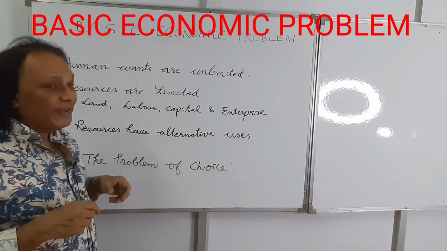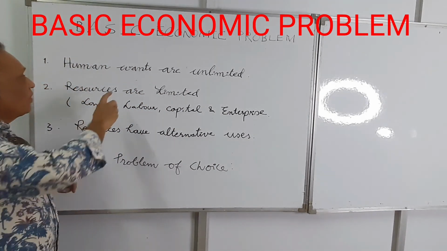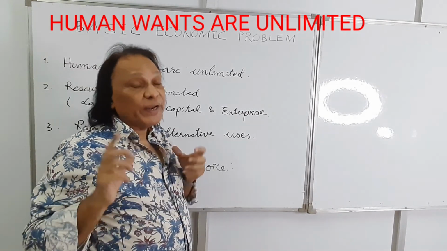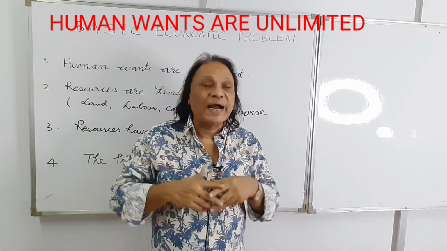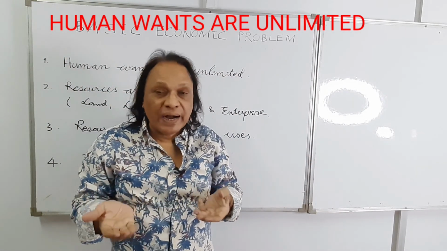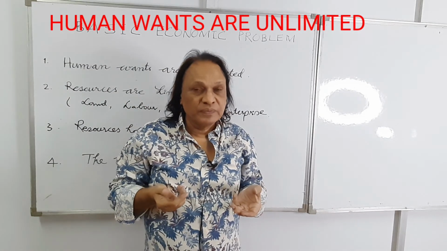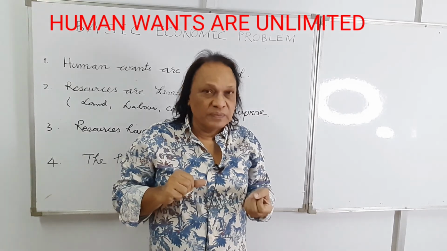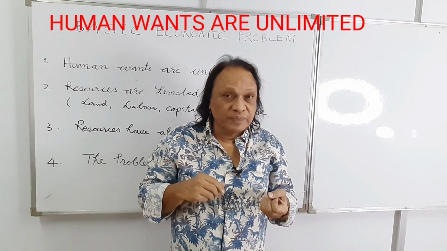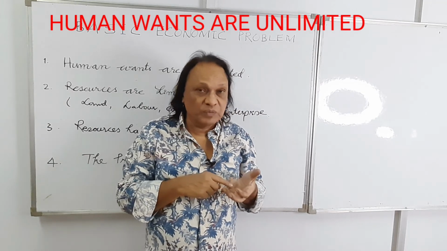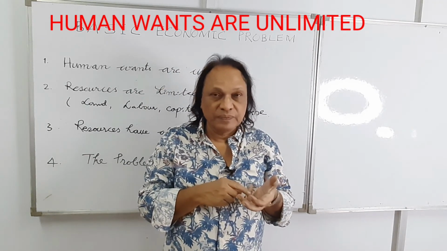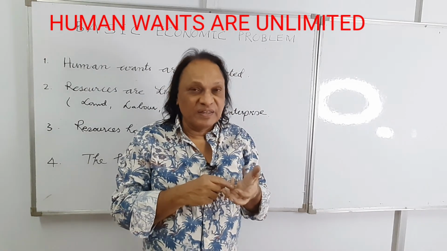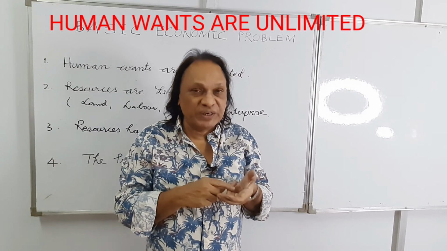The first point is human wants are unlimited. What it means, there is no end to human wants. As soon as one want is fulfilled, another want crops up. That's why it's rightly said, man is a bundle of wants. So to take an example, when you don't have a cycle, you think of buying a small cycle. That's not the end of your want in life. Then you think of buying a scooty.